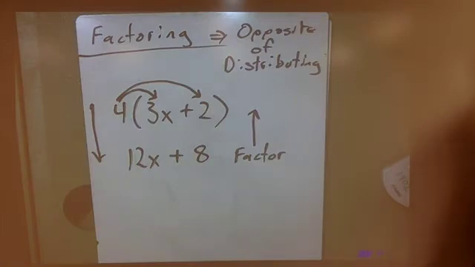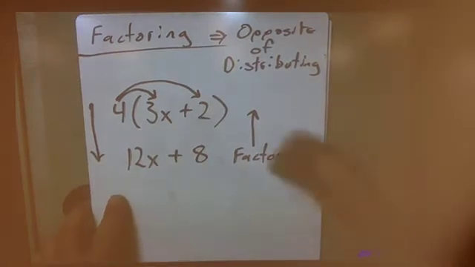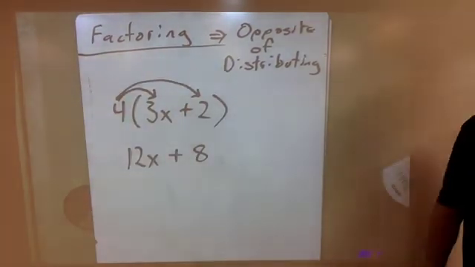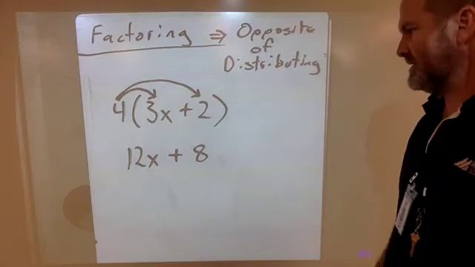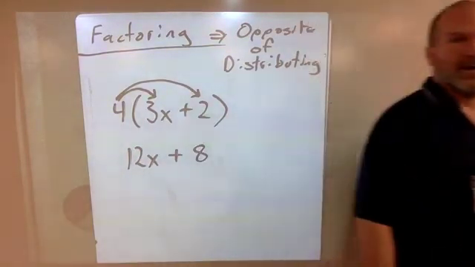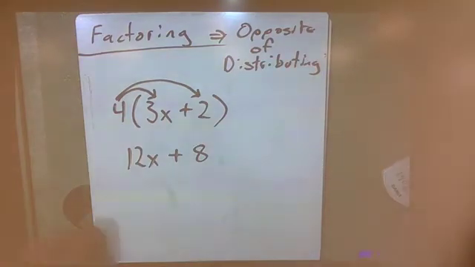It's kind of like adding and subtracting are opposites, multiplying and dividing are opposites. Distributing and factoring are the opposites. They undo each other. So let's undo this to get it back to here. To do that, you have to find what is called the GCF.